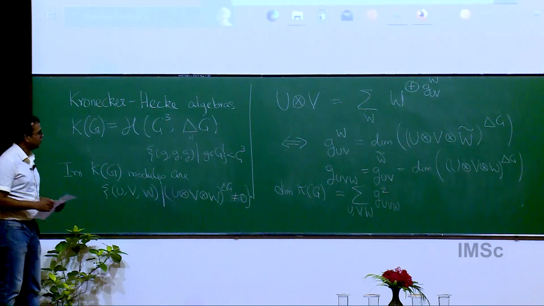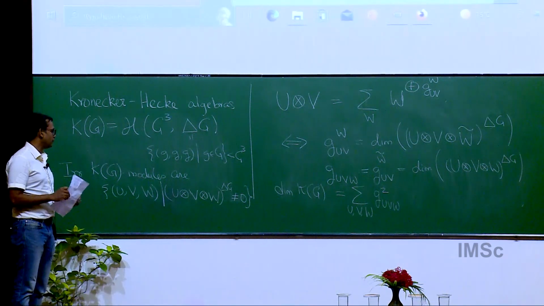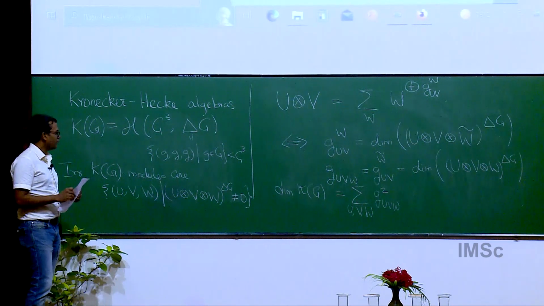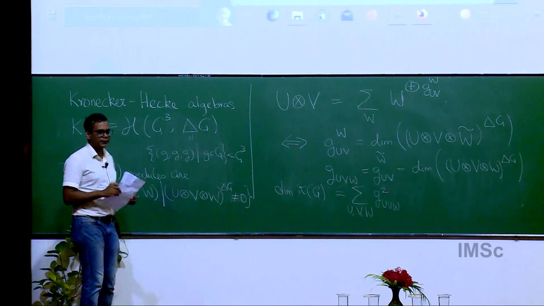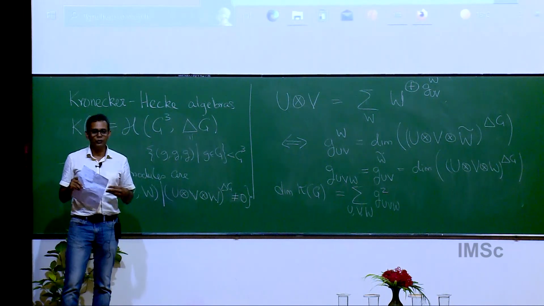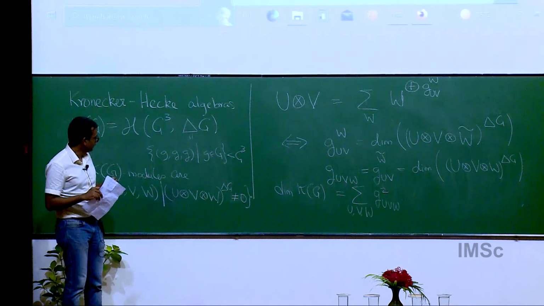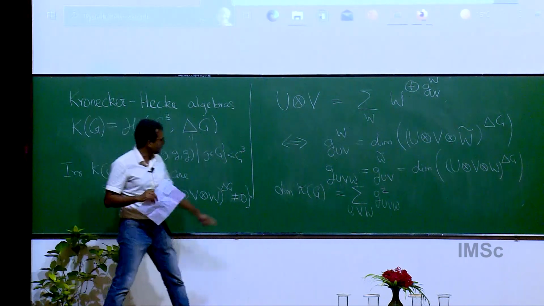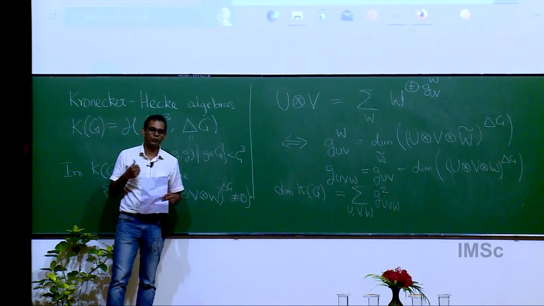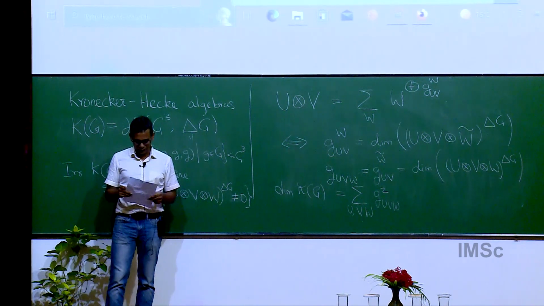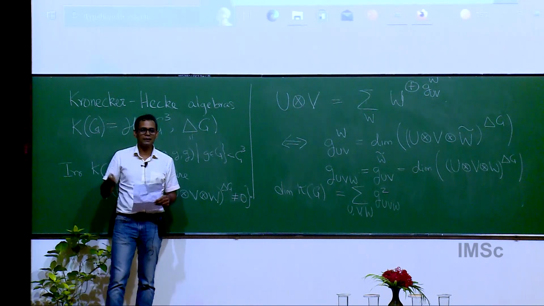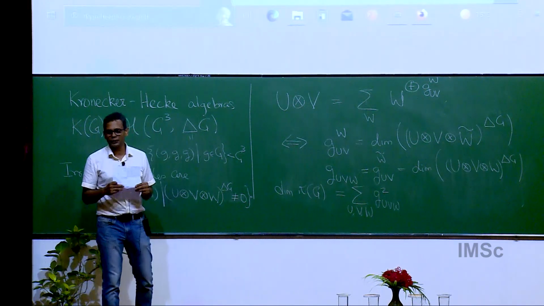So Raghavan, Digjoy, Jyotirmoy and I were working on this, and we were particularly interested in the question of finding groups for which all Kronecker coefficients are 0 or 1, groups with multiplicity free tensor products. One way of thinking about that is to say that this Kronecker-Hecke algebra should be a commutative algebra. And we were trying to characterize such groups, and we have made some partial progress.